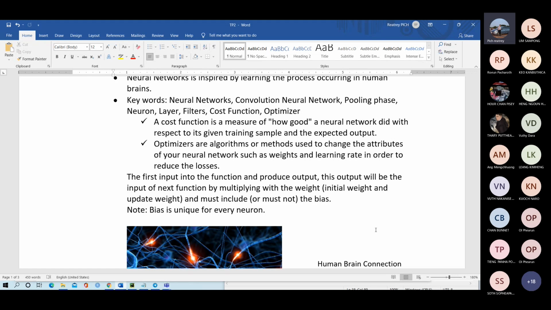So the process of a neural network: you have the first input into the functions. One layer has one function. When you produce the output from one function, if you have many layers, the output of the first layer becomes the input of the next layer by multiplying with the weight. The weight is a kind of coefficient or constant that you have to define in your system.